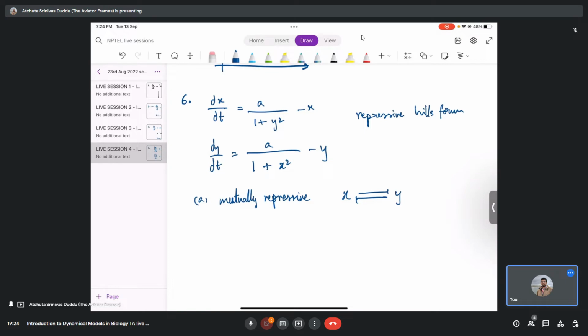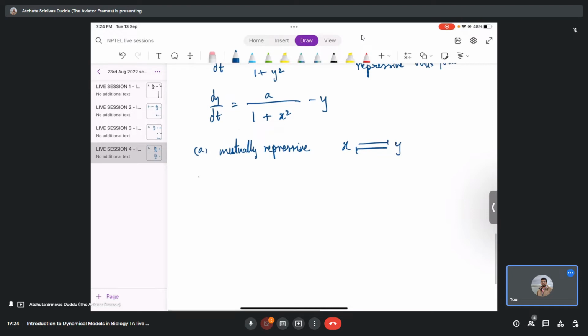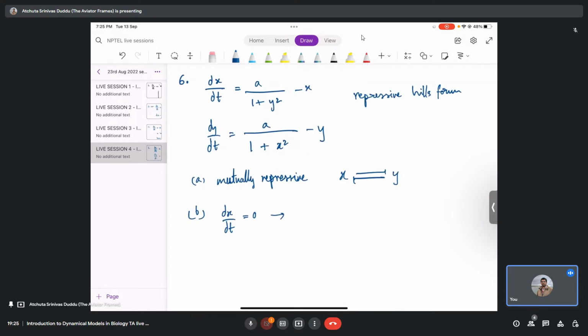So okay, I'll try to use both ways, analytical and graphical. I'll first do the analytical method and then I'll also go to the graphical method. We take dx by dt and dy by dt to be 0 to find the steady states, so that we know what the values of x and y are in the steady state. First, taking dx by dt equal to 0 we have x equal to a by 1 plus y square, and similarly taking dy by dt equal to 0 we have y equal to a by 1 plus x square.